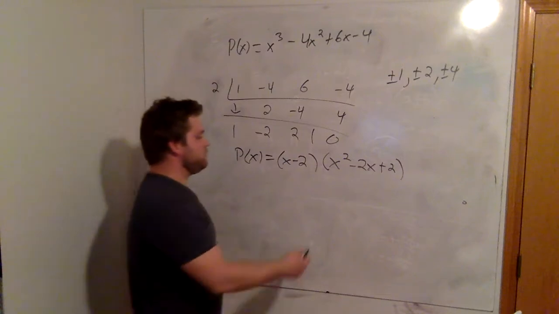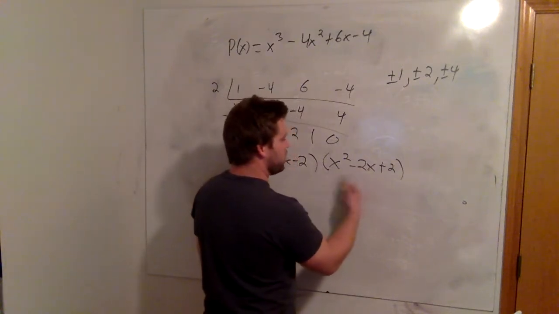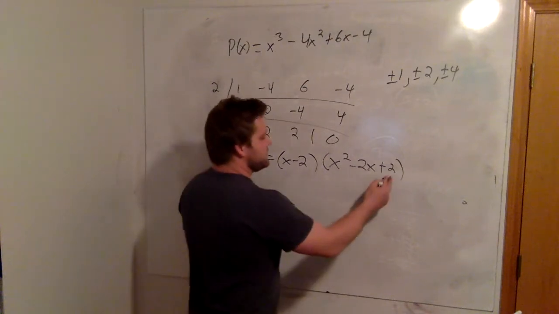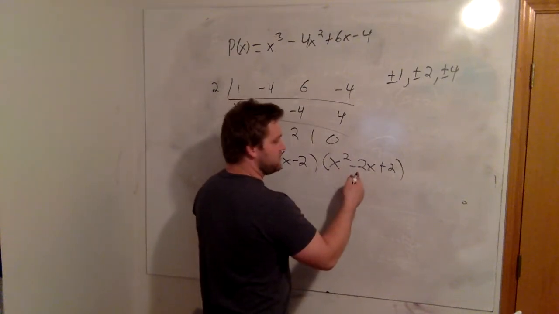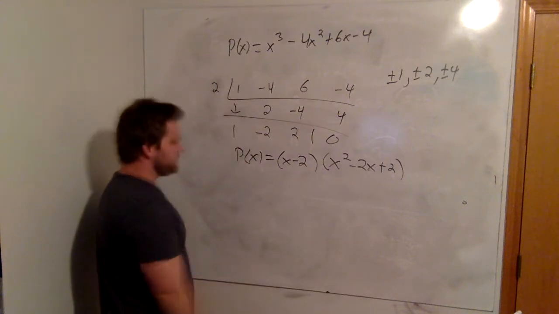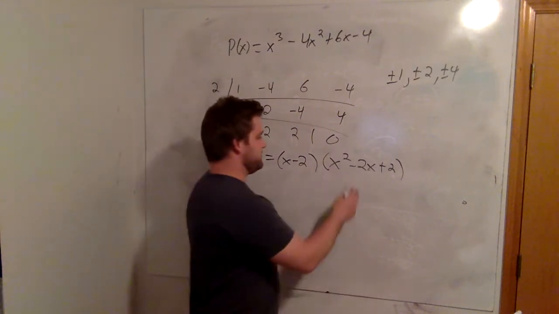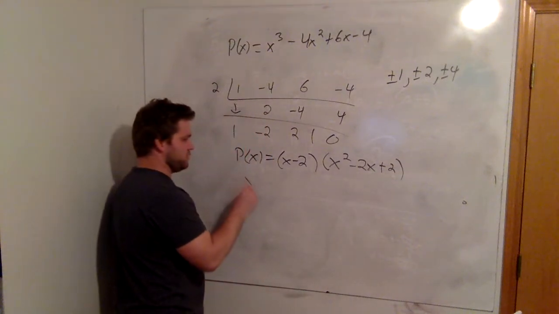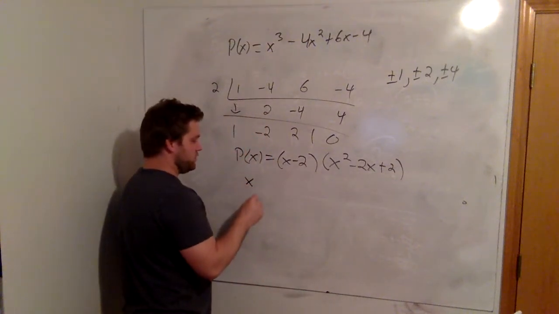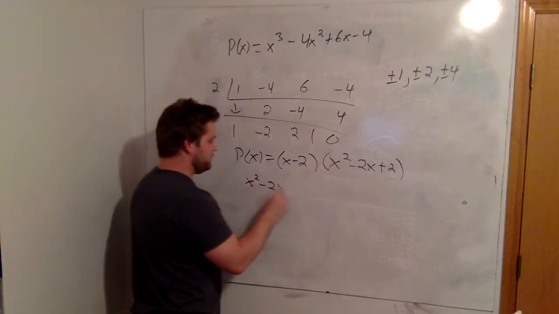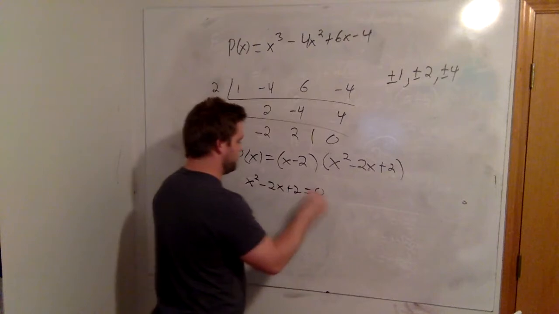Now we just need to figure out the roots of this quadratic factor. Maybe we can try to factor it by hand. You need to think of the factors of 2 that add to negative 2. The only options are 1 and 2, but neither of those combinations with pluses or minuses will add to negative 2. So I need to use the quadratic formula here to figure out the other roots. We're trying to figure out when x squared minus 2x plus 2 is equal to 0.